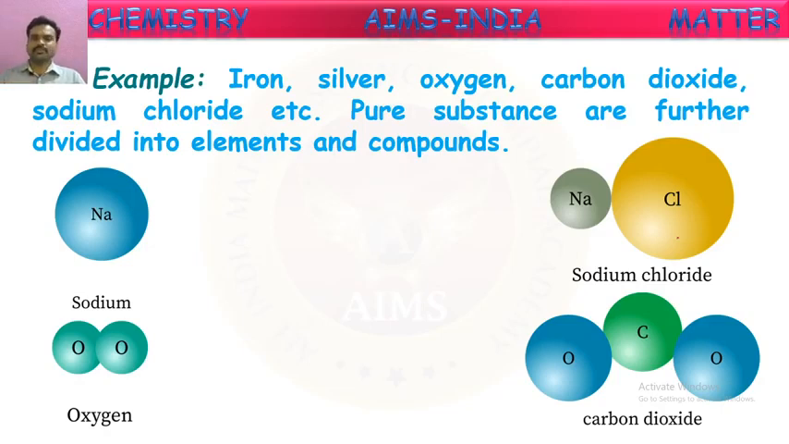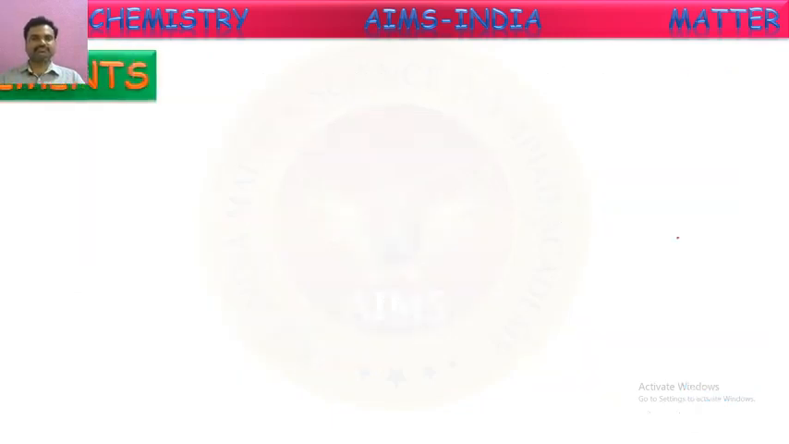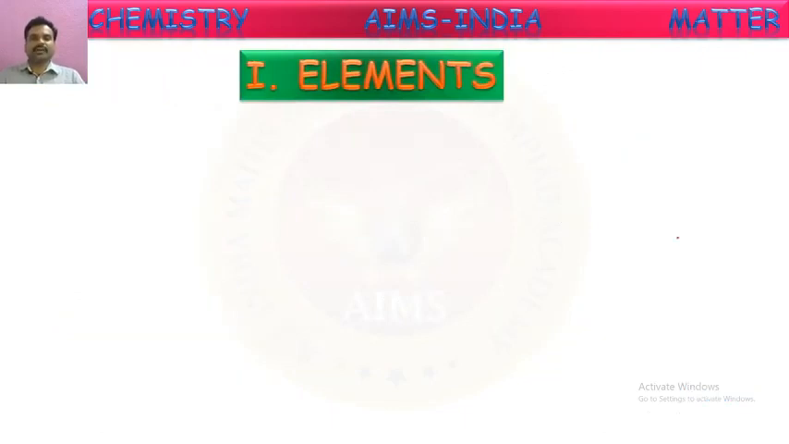These pure substances are further divided into elements and compounds. Sodium and oxygen come under the elemental classification, while sodium chloride and carbon dioxide come under compounds. A pure substance can be either an element or a compound. First of all, elements are the building blocks of matter. Whatever the matter, it is made up of these elements, whether in pure form, compound form, or mixture form. Anyhow, elements are the building blocks of every matter. Next, let us come to the elements first.